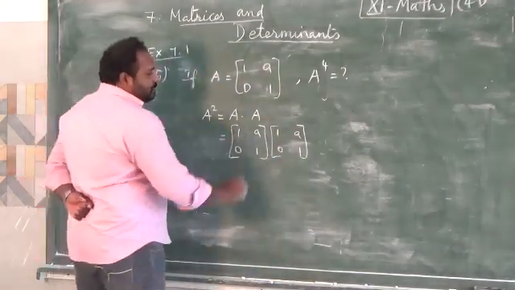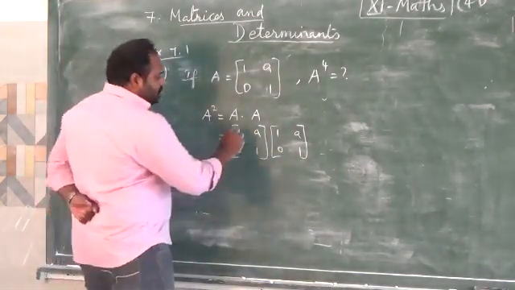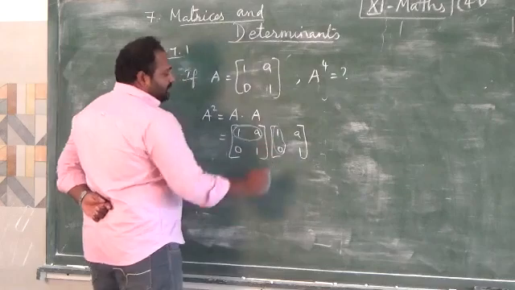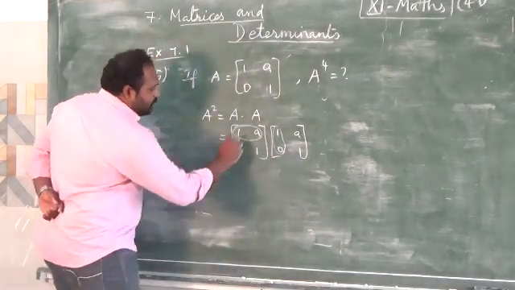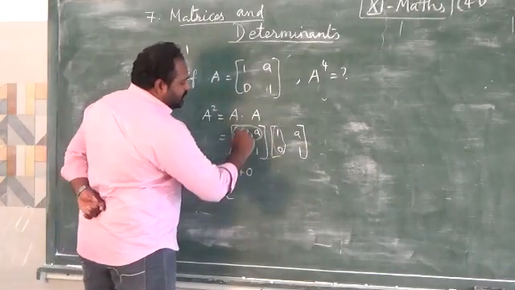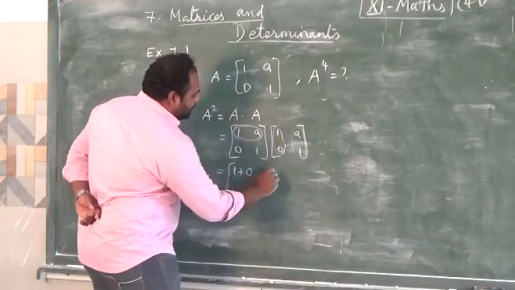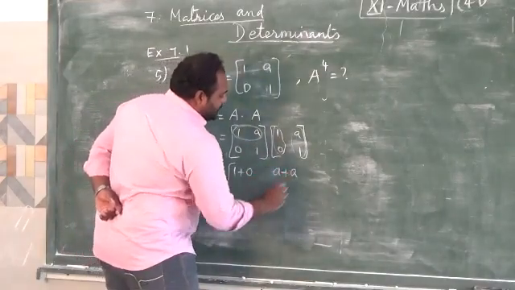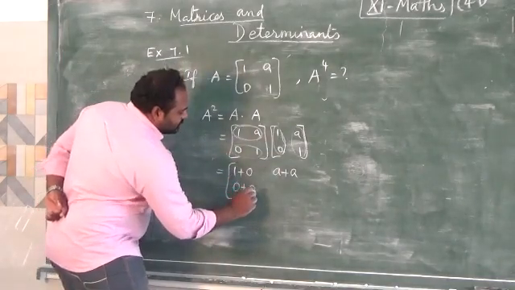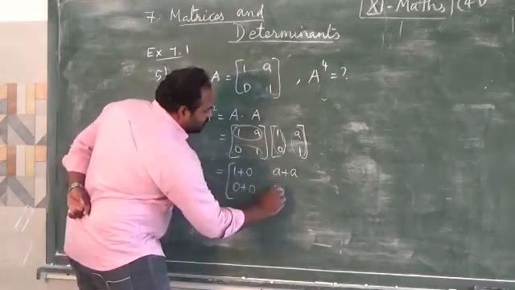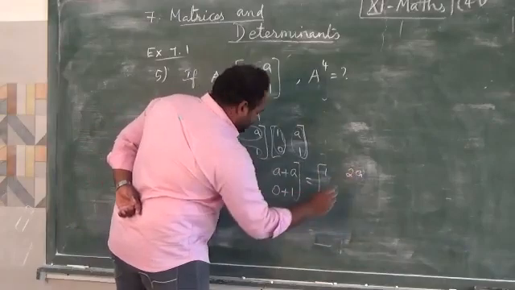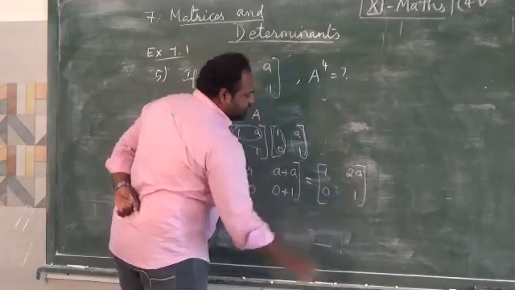We know the multiplication of two matrices very well. This is row and column multiplication. 1 into 1, 1, plus a into 0, 0. Then this row and this column: 1 into a plus a. Next this row and this column, 0 plus 0. Next 0 plus 1. So this is 1, 2a, 0, 1. So this is A square.